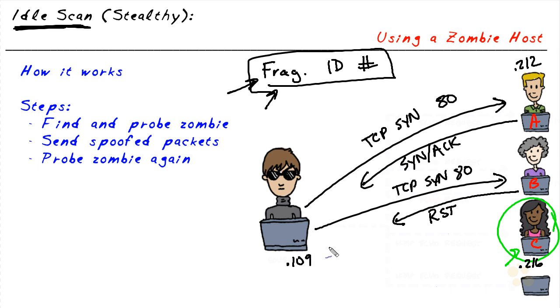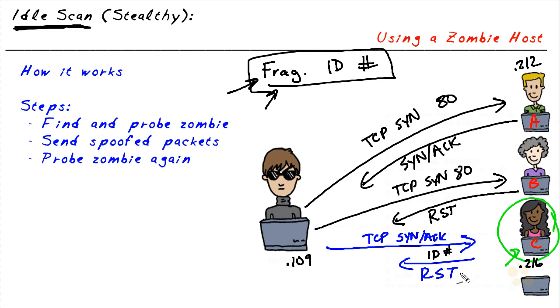What we could do is probe the zombie at .216 with a TCP SYN-ACK. And because we don't have an established TCP session with the zombie, we're going to get back a reset message saying, hey, you're crazy. That reset is being sent because host C says, hey, I don't have a session with you. But what's included in that reset is also an ID number associated with the IP packet. So as an example, let's associate an ID number of 337 with that reset packet that we got from host C. So that is step number one: find and probe a zombie and glean from that the actual ID number of the packet that they sent back.